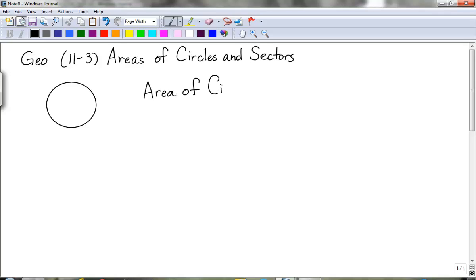I'm not going to spend much time on that. Okay, area of a circle. Formula: area equals pi r squared, pi times the radius squared. That one you've covered before. Okay, I'm going to spend more time on the area of a sector.